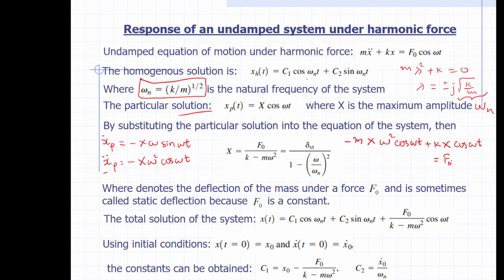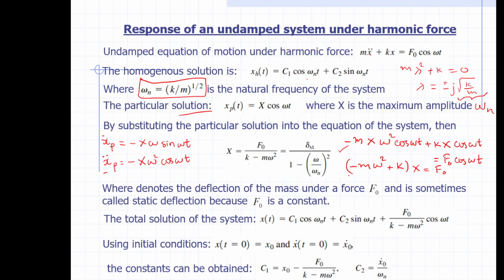Equal to f0 cosine omega t. So from here we can find h, right? I can have minus m omega square plus k, h equal to f0. So here k minus m omega square. Yeah, so this is correct.